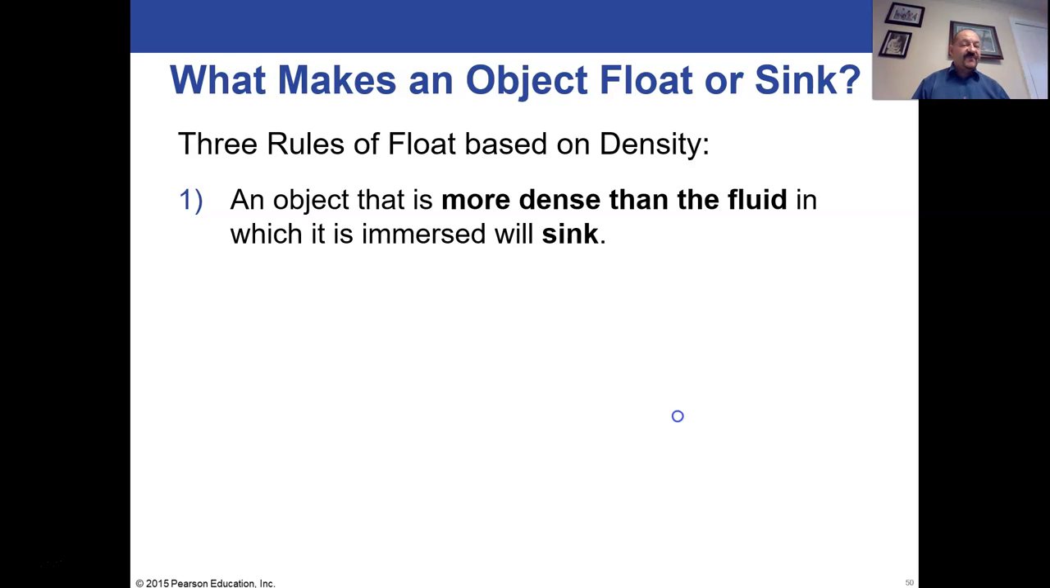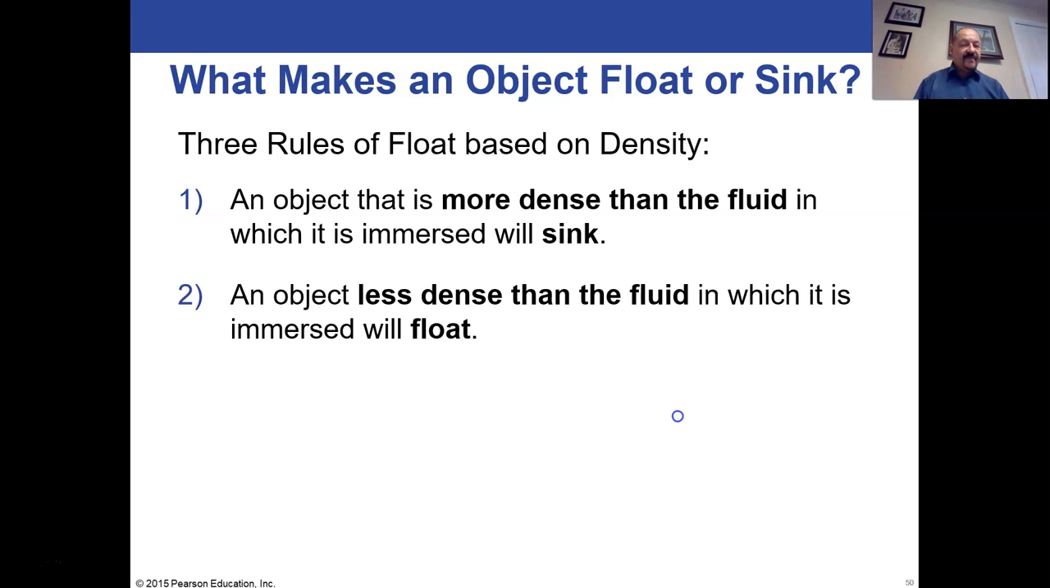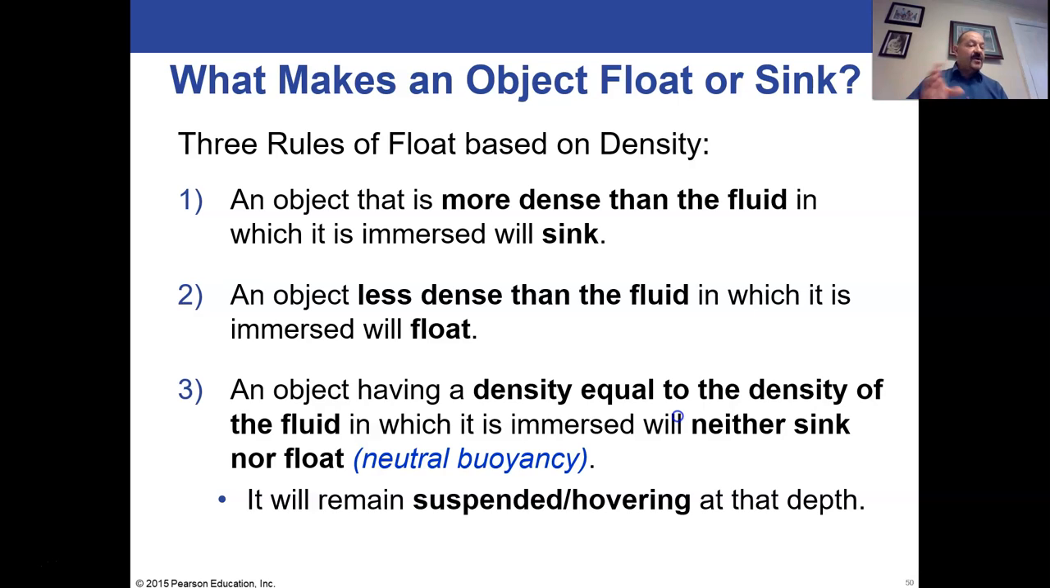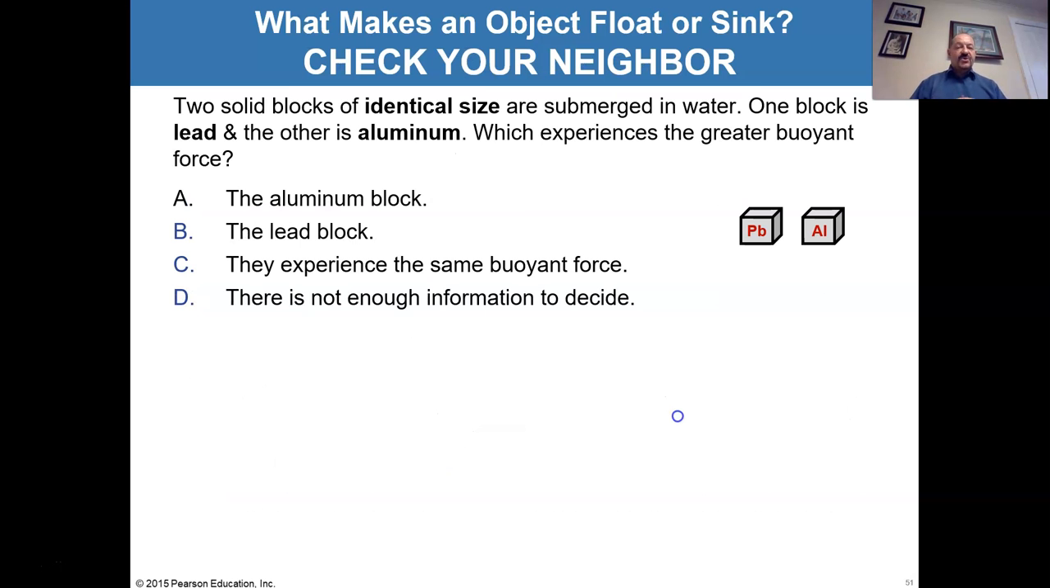Three rules for flotation based on the density. These are really easy. If the object's denser than the fluid, it'll sink. If it's less dense than the fluid, it will float. If it's exactly the density of the fluid, it'll hover somewhere in the middle, what we call suspended or hovering. It's also known as neutral buoyancy, though I won't quiz you on that. That's a term I threw in there. And this, like I said, is what fish do. It's what submarines do.